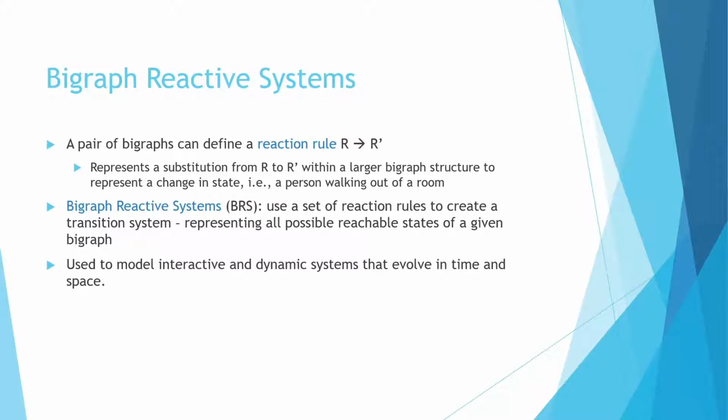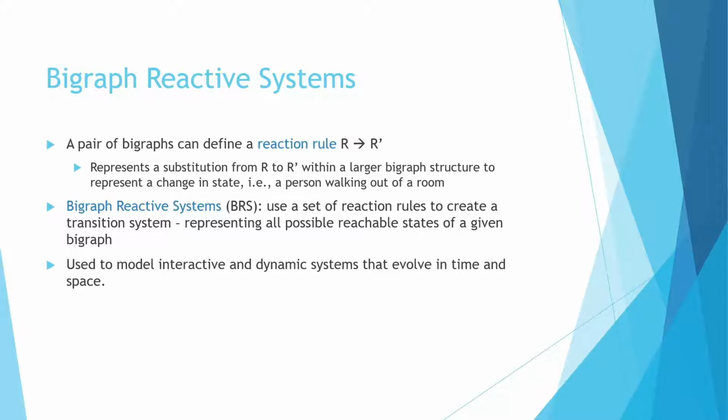A pair of bigraphs can define a reaction rule, and a reaction rule defines a substitution from one sub-bigraph structure to another within a larger bigraph structure to represent a sort of change in state within that bigraph. For example, a person walking out of a room, which is why we need bigraph matching.